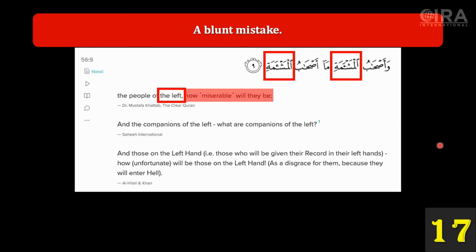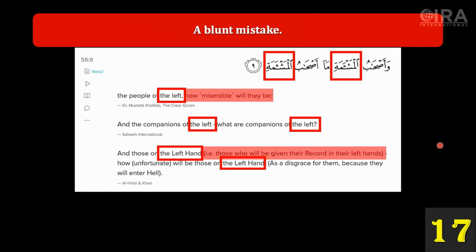So here, Mustafa Khattab says the people of the left. Now, what's funny is because he saw the verse which precedes this, it says, Ashabul Maymana. So he thinks these are the people of the right and the left. And here, Sahih International, they say the left, and here also left hand. So people of the left hand.